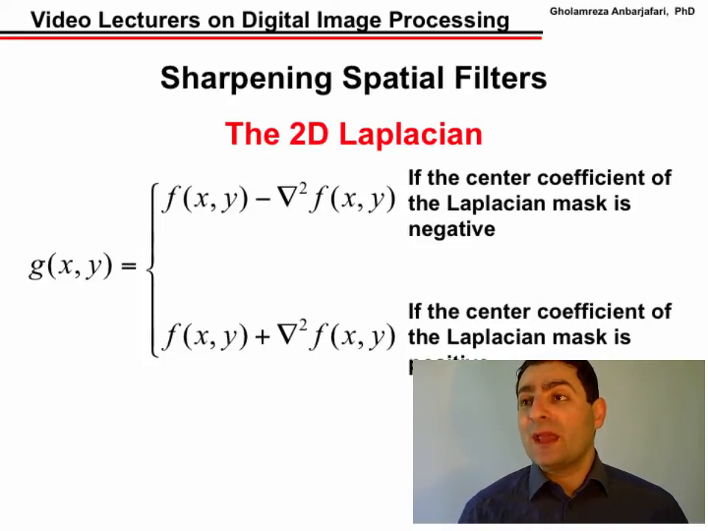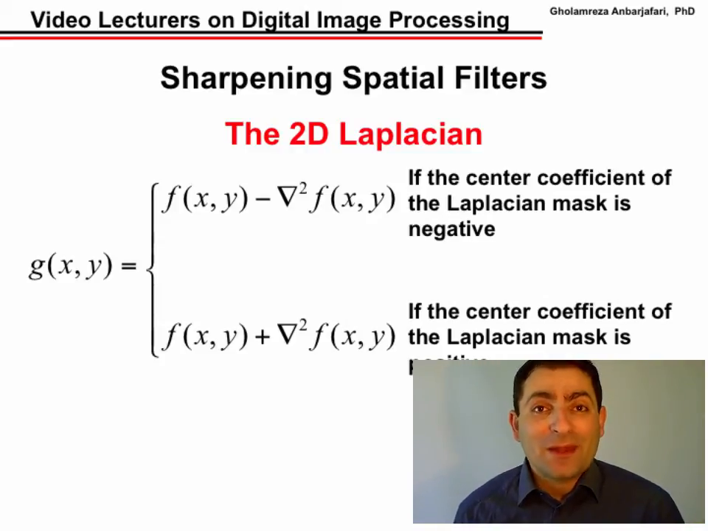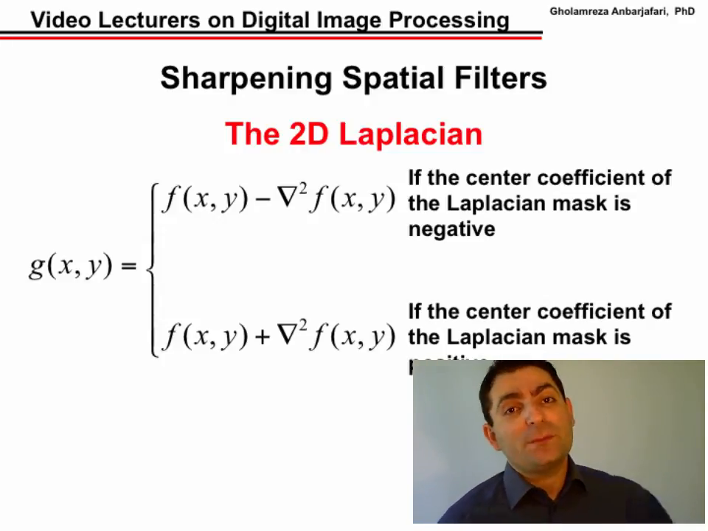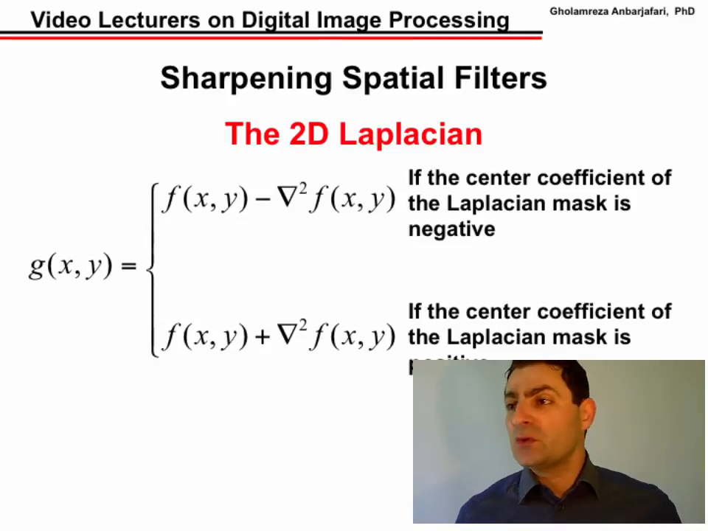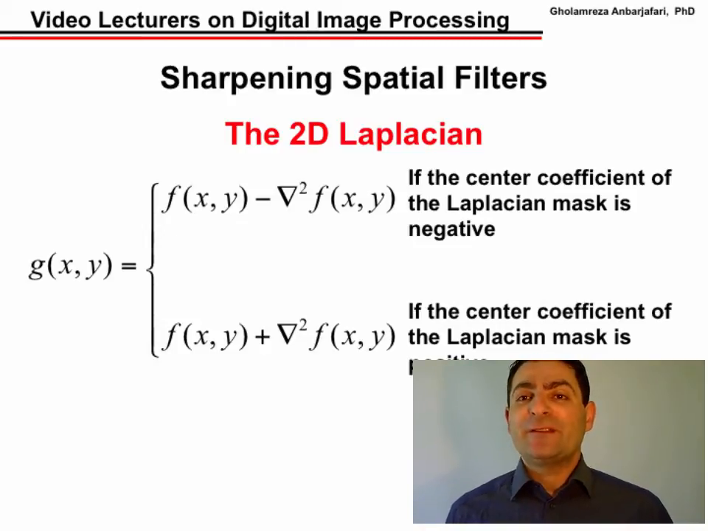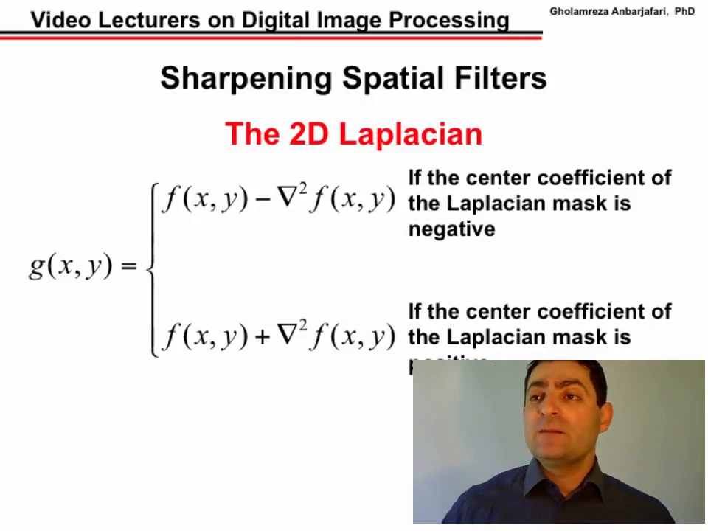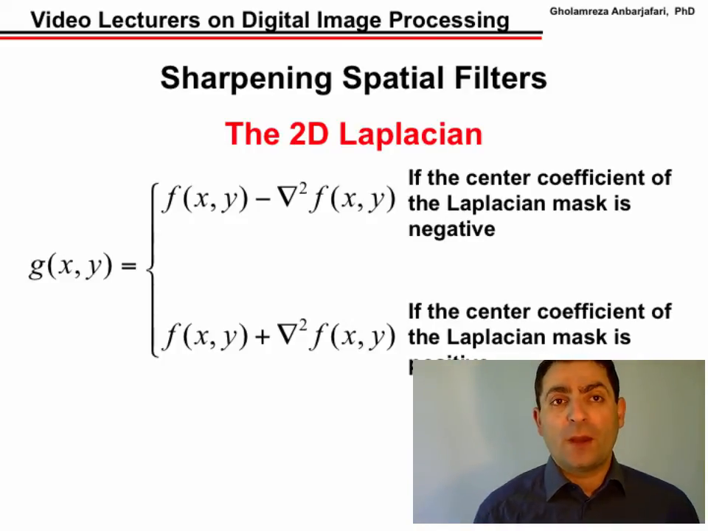Now, how we will do the enhancement is, when we apply the Laplacian operator, the highlights or the high frequency need to be added to the image. How will we do this addition? By using this formula. As you can see, we have two cases. If the center coefficient of the Laplacian mask is negative, we will use the top formula. If the center coefficient of the Laplacian mask is positive, we will use the lower formula.